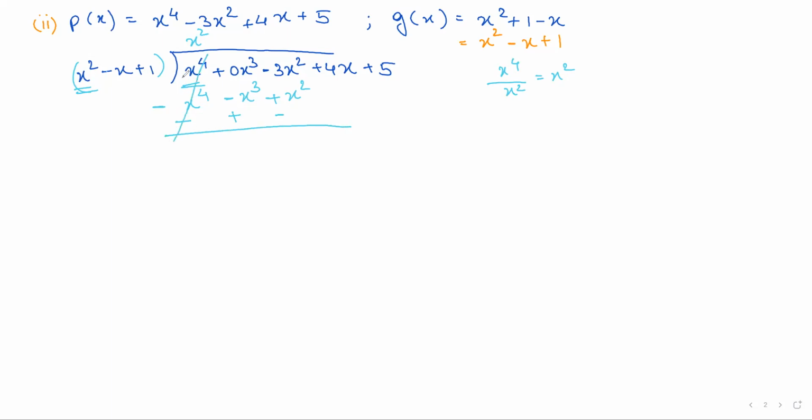These two terms will get cancelled. Plus x to the power 4 and minus x to the power 4. Here you'll get x cube. Here minus 4x square plus 4x plus 5. Second step, repetition. First term divided by first term. X cube upon x square. This is x. So plus x.